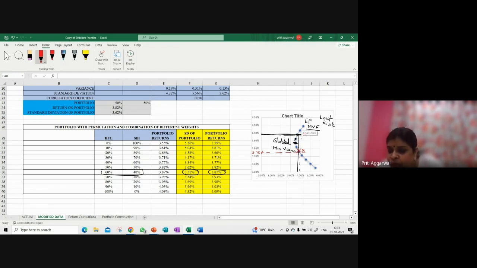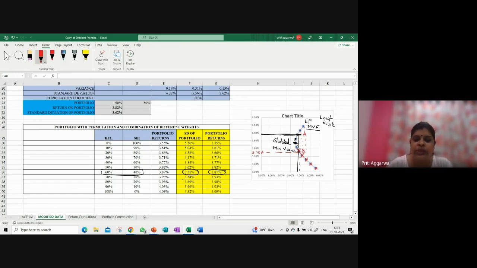Similarly, when there are two portfolios available at this level, you will always like to reject those portfolios which, for the same level of risk, are giving you a lower return.